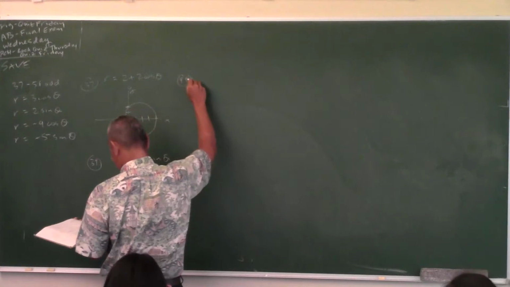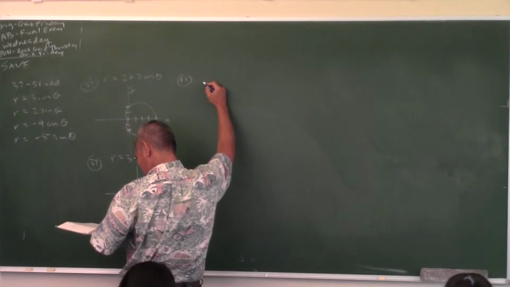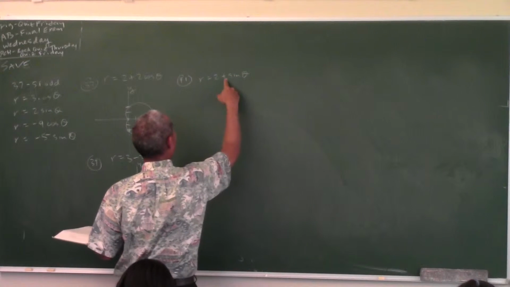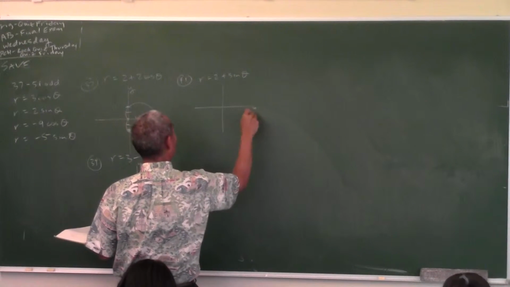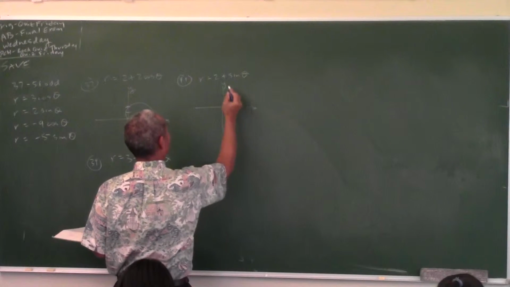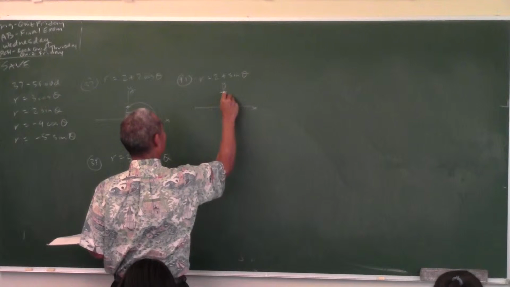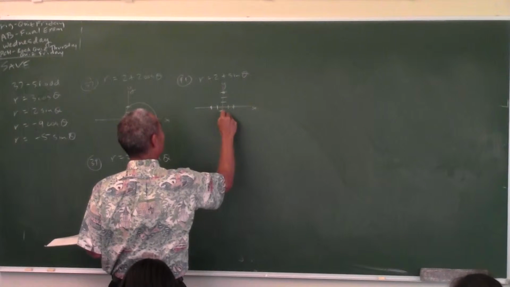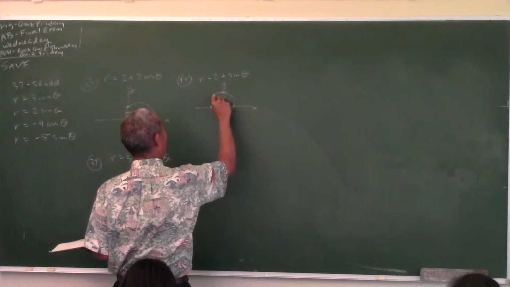41. R equals 2 plus sine theta. See how this number is bigger than that number? It's going to be a monopole. So plot the quadrantal angles. Plug in 0, 2. 90 degrees, 3. 180, 2. 270, 1. So here we go. Monopole.